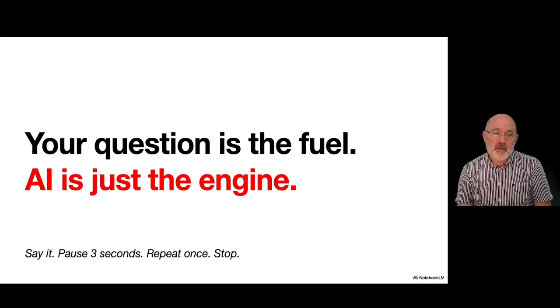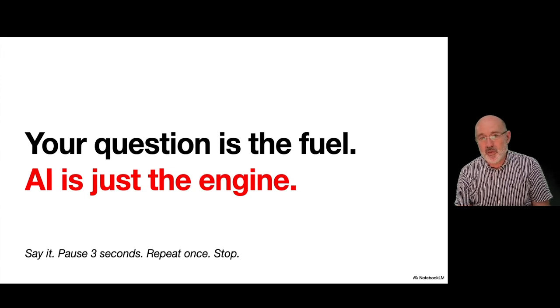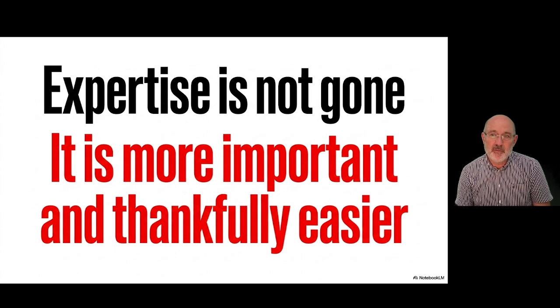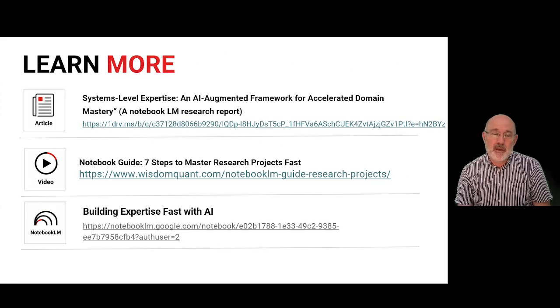Moving forward, your question is the fuel. AI is just the engine. Expertise is not gone. It's more important than ever before. And thankfully, it's getting easier. Just like every chapter, we got a few learn more links, a systems level expertise, an augmented framework for accelerated domain mastery. It's a NotebookLM research report. A guide, 7 steps to master research projects fast and building expertise with AI.